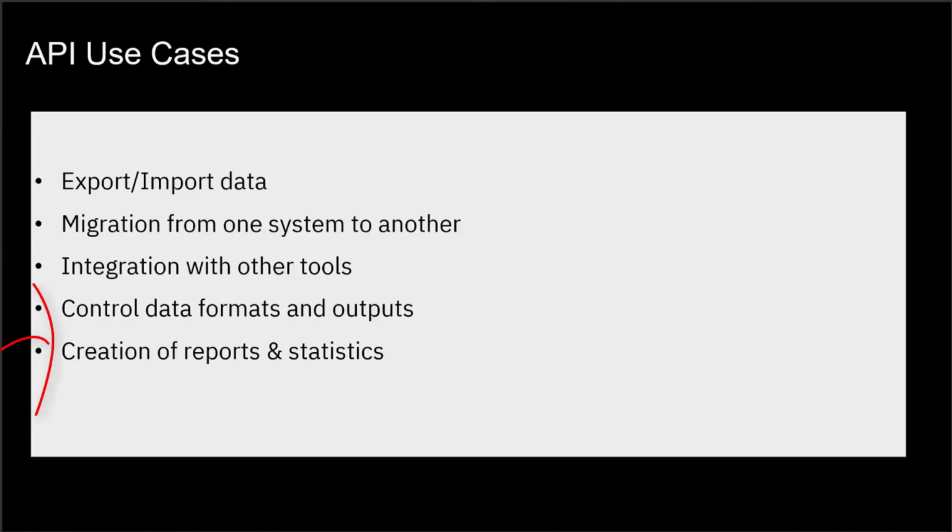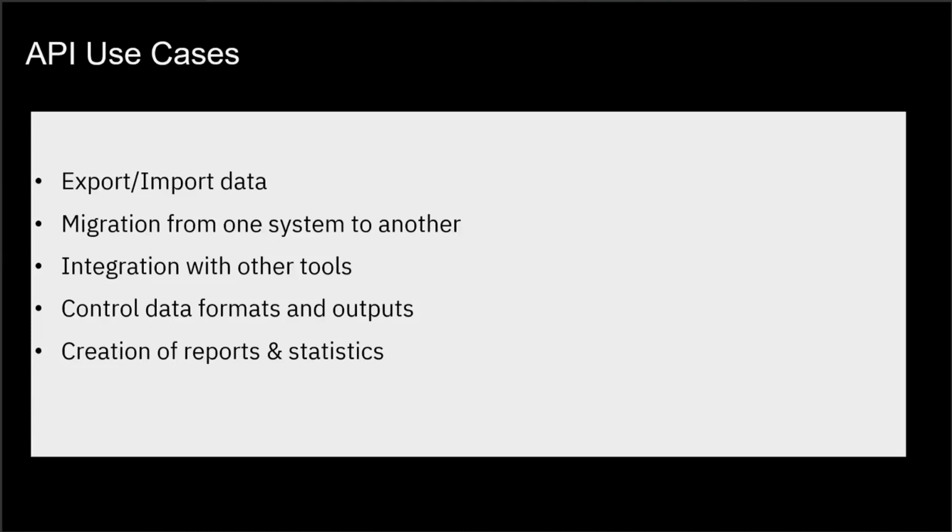Another thing that is often seen as a use case for the API is the creation of reports and statistics. If you're pulling data from the system and you can control which kind of output you want, so you're just pulling the data you're naturally interested in, and you do that on a regular basis, you have a very nice collection of data that you can use to create your own reports, your own graphs, your charts, or do something like dashboarding.